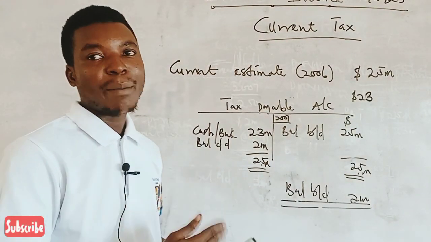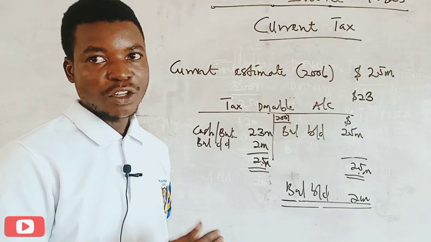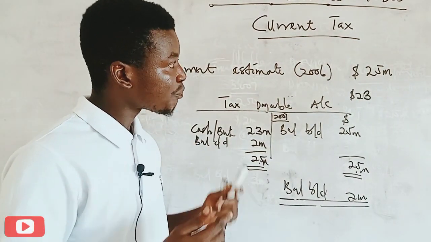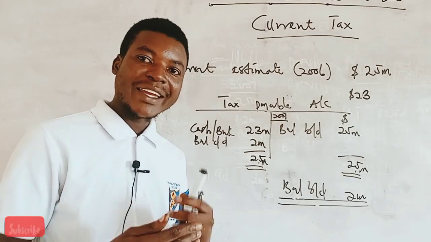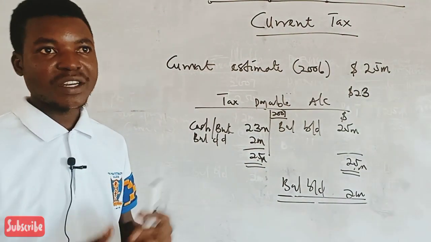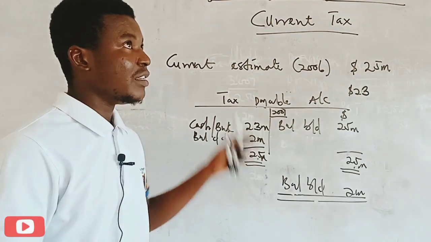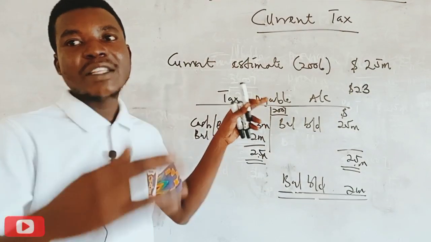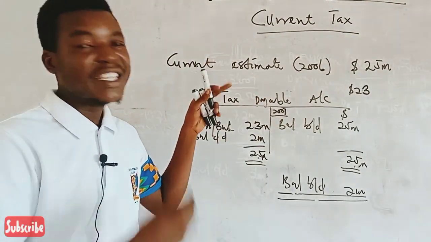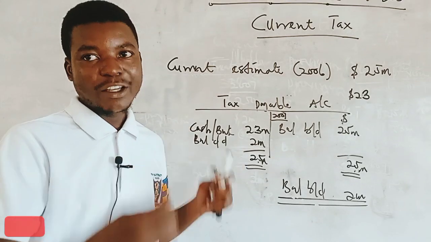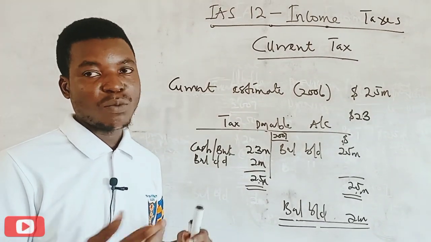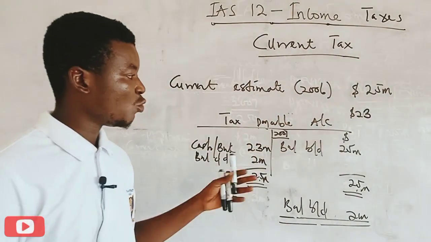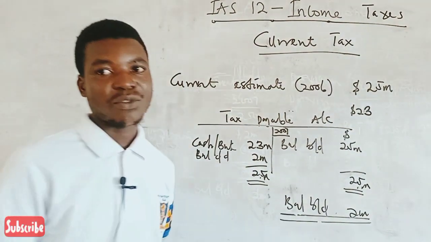Current tax is all about over provision and under provision. Don't forget, at the end of every year, IAS 12 requires an entity to make an estimate of any tax that they are going to pay. They should create a provision of tax payable. When they create this provision, they should debit the P&L account and also create a liability, because the estimate indicates an obligation at the end of the reporting period. So that is all about current tax.